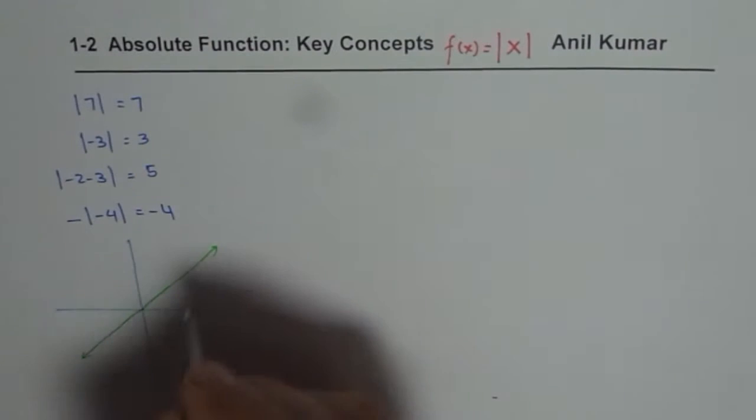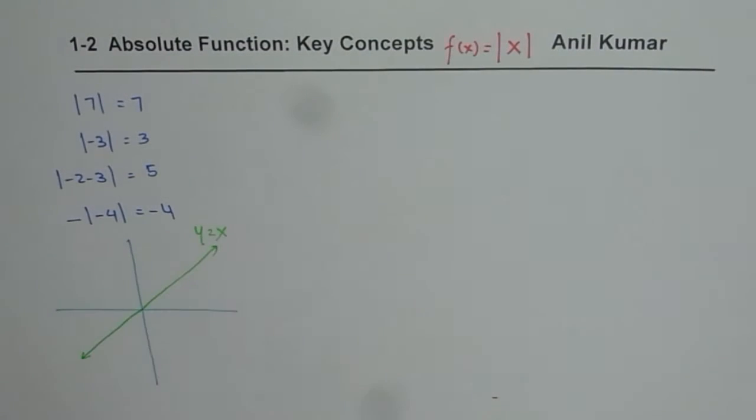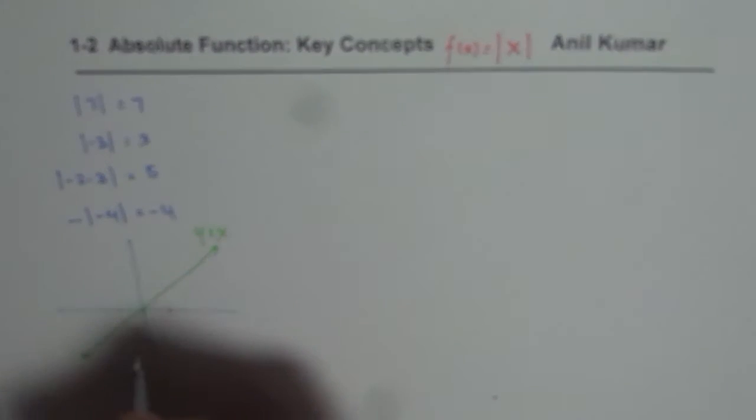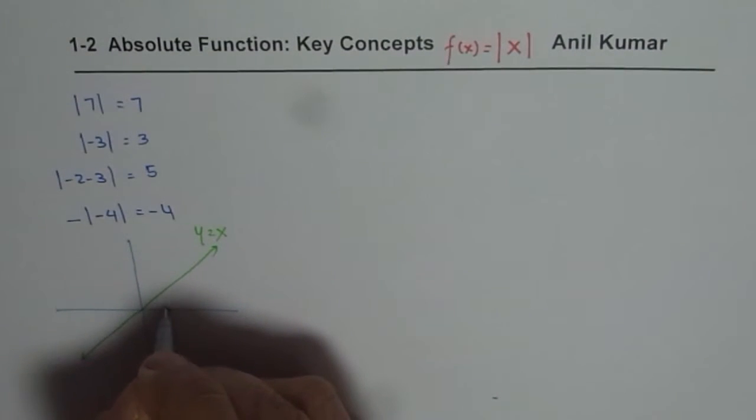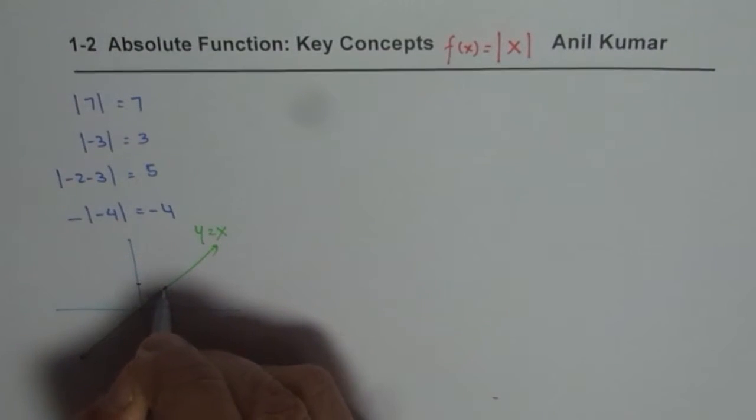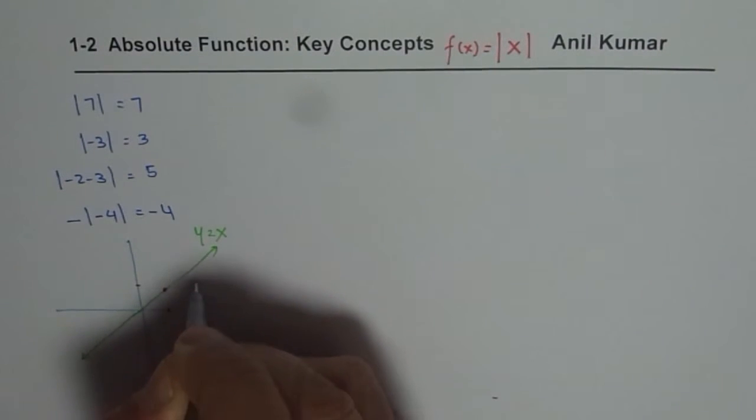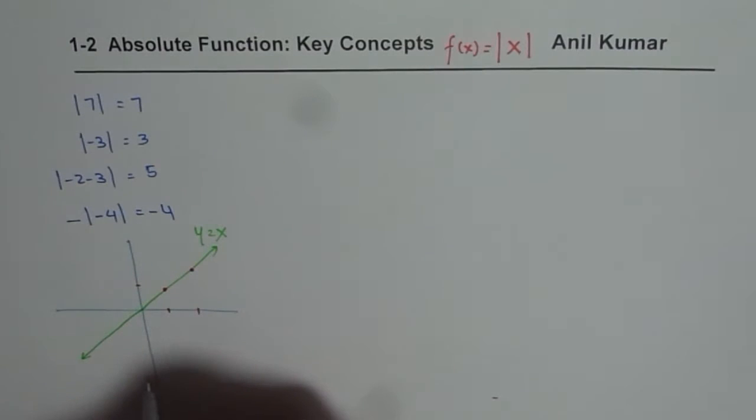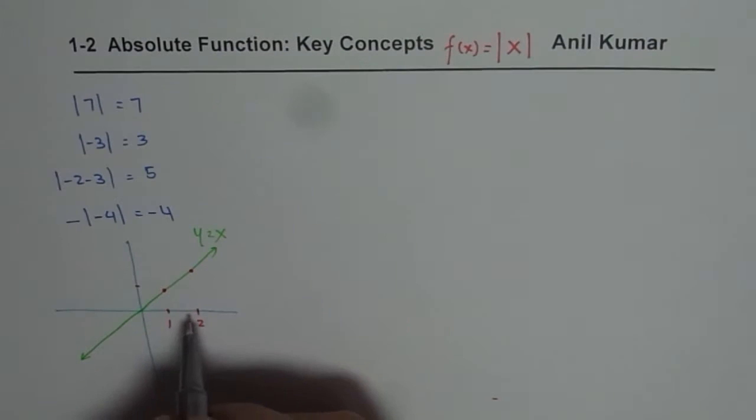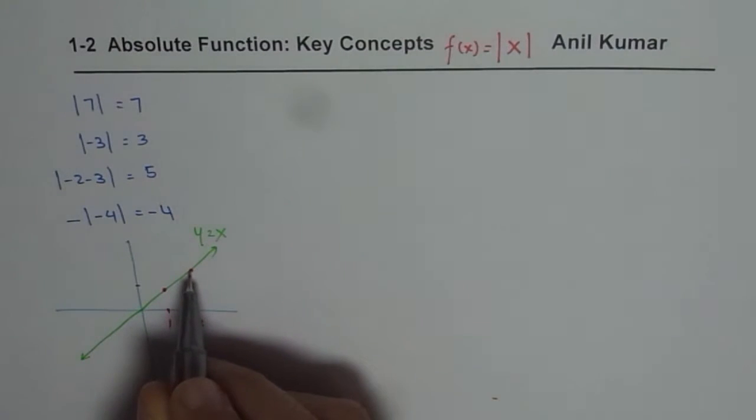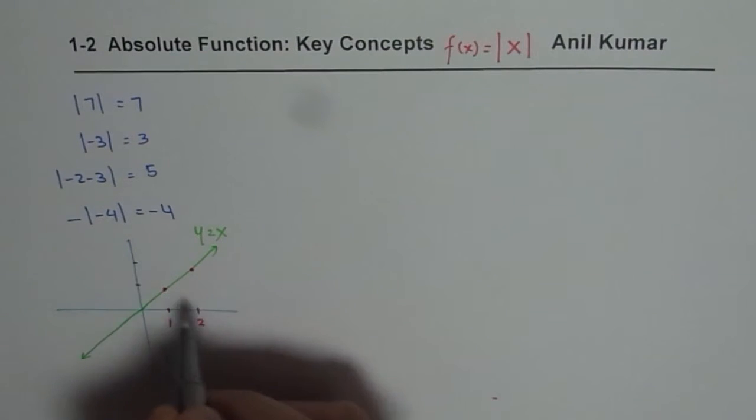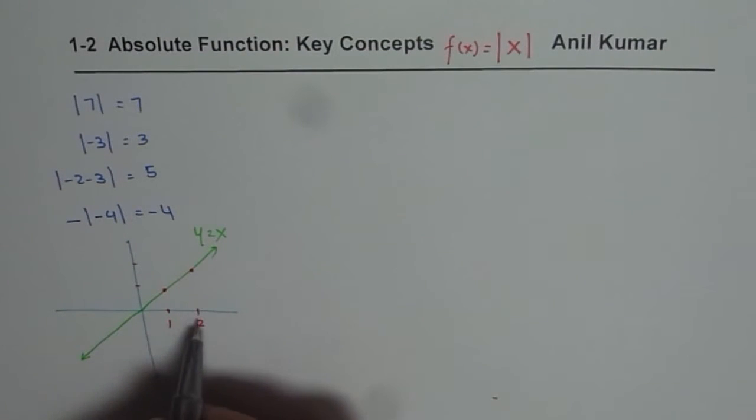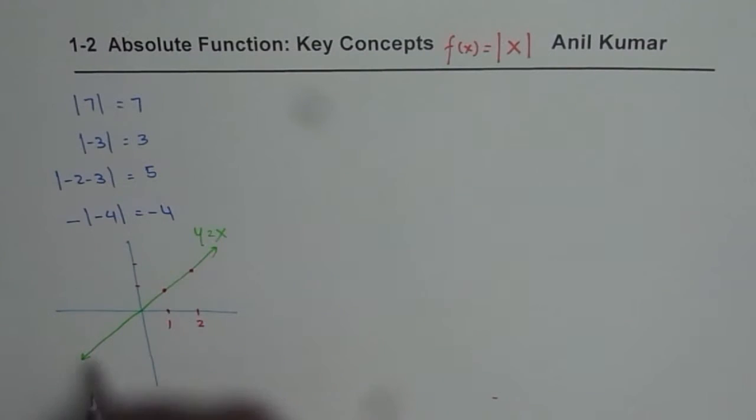So this is the line y equals x for us, and we will try to understand what absolute value is. If I take a value, let us say 1, then the absolute value of 1 is 1, right? So it's the same point. If I take 2, I get 2, so it's the same point. So whenever we have non-negative numbers, the absolute value is the same as y equals x.